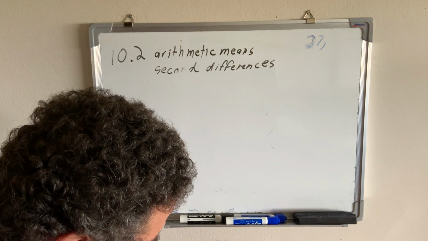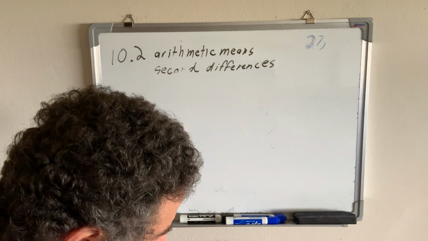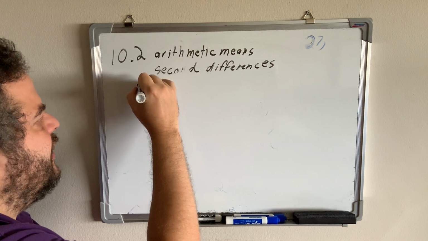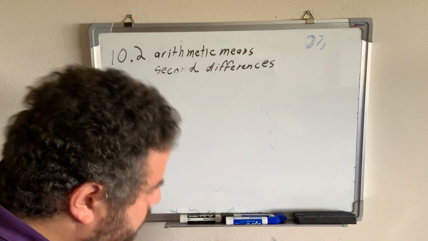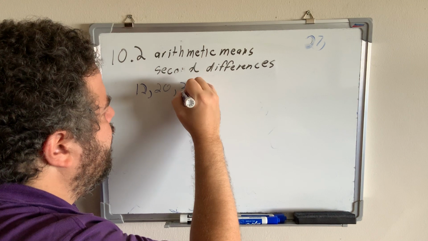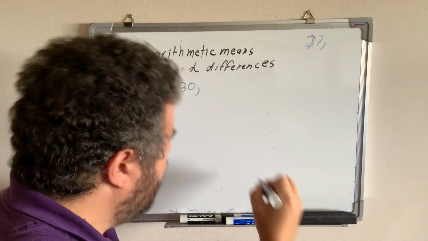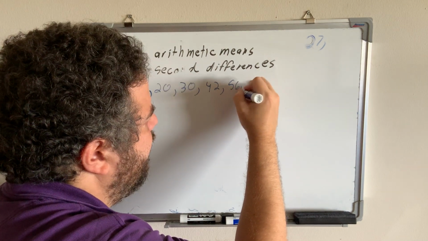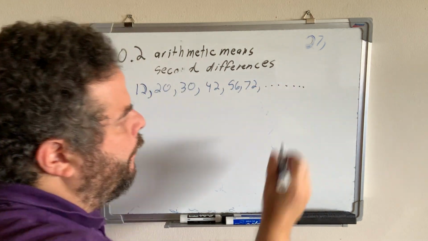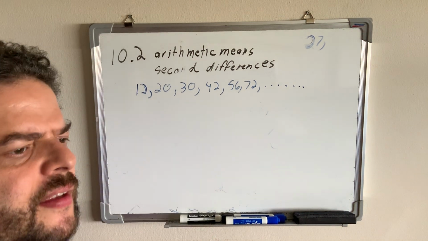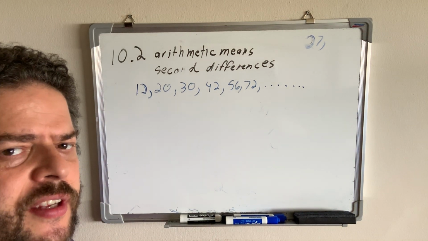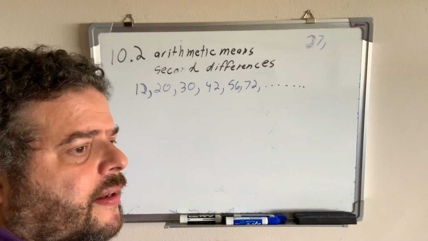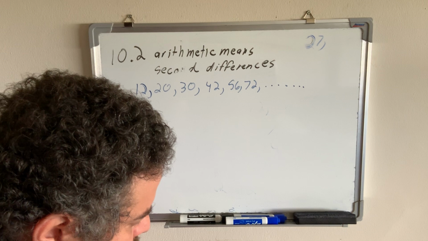Now let's go over example 5. They're giving me the exact same numbers, but let's repeat them: 12, 20, 30, 42, 56, 72. I calculated the second difference, and I was told that it was actually a quadratic equation. The second differences were the same.